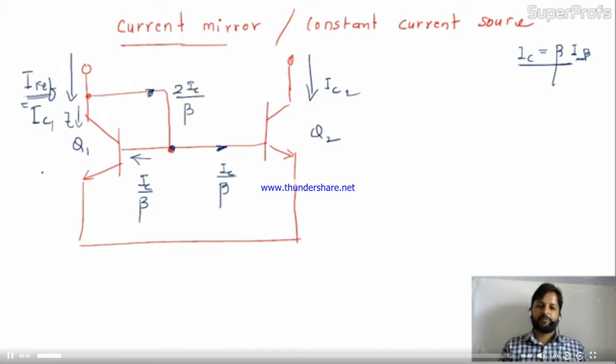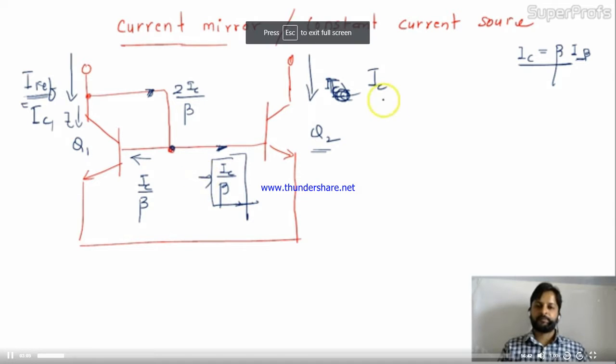Okay, friends. So the base current is IC by beta for Q2. What will be the collector current for this? Definitely it will be IC, or not? Tell me. When you multiply this quantity with beta, you will get IC.